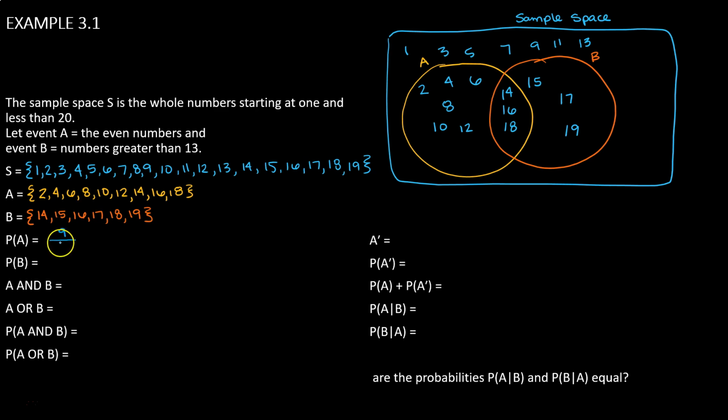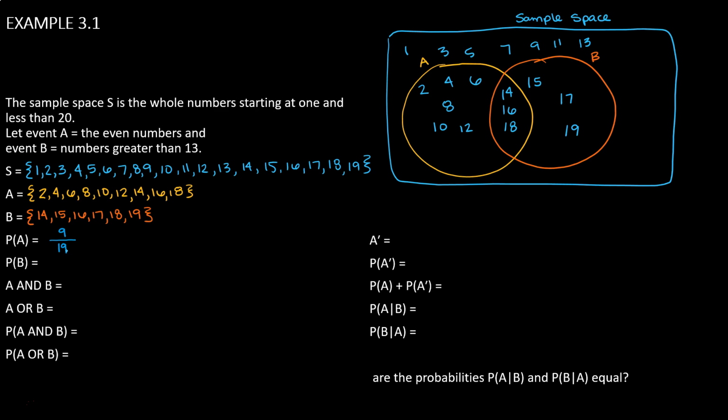That's our numerator. The denominator is the number of outcomes in our sample space. We know our sample space is all of the whole numbers, 1 through 19, so there's 19 outcomes in our sample space. So how likely is it that event A happens? Well, it's 9 over 19, and we can convert that into a decimal or percent, but either way, this does represent a probability.